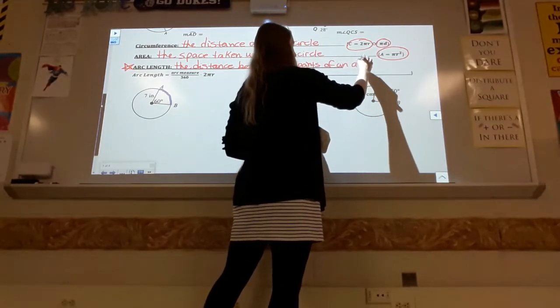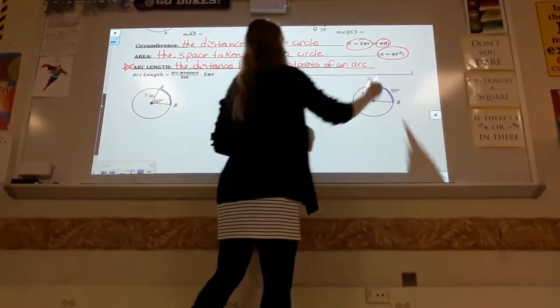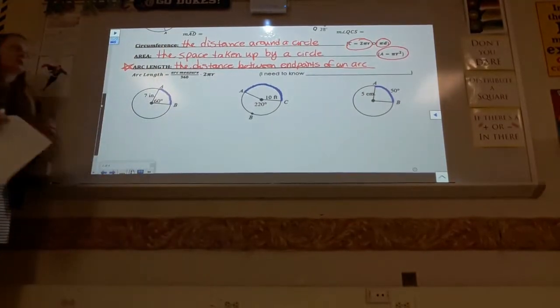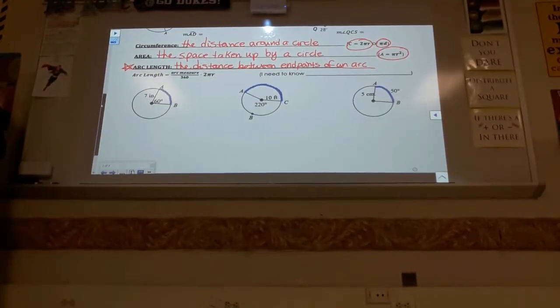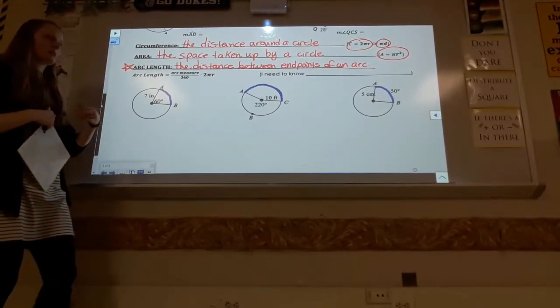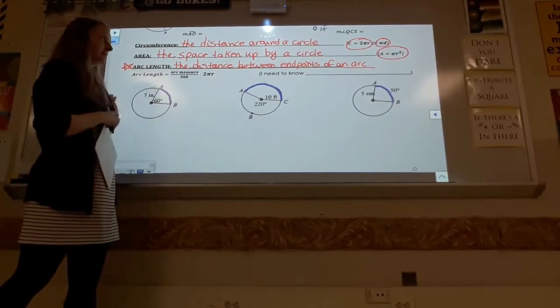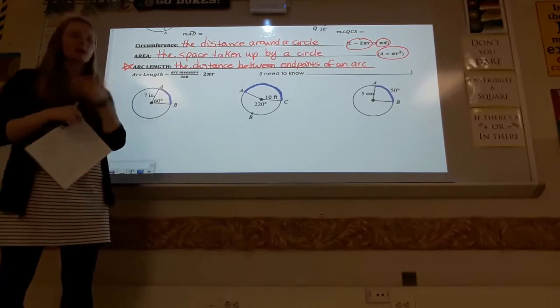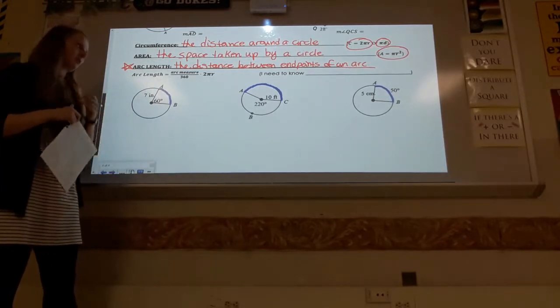I didn't make the line long enough for that one either, sorry. The distance between endpoints of an arc. This is basically like part of the circumference, because an arc is part of a circle and I'm trying to find the distance or the length of an arc. It's part of the circumference.